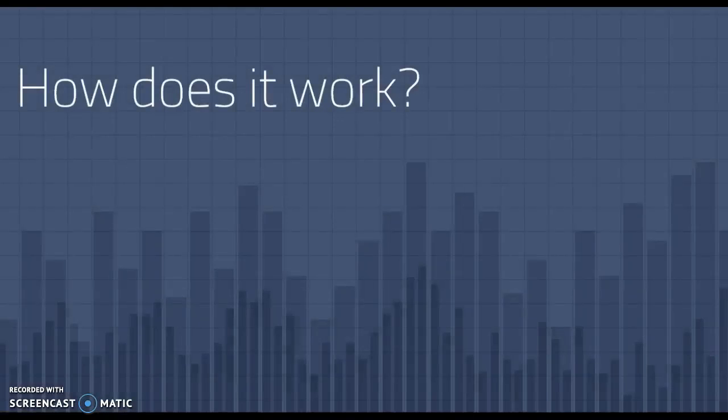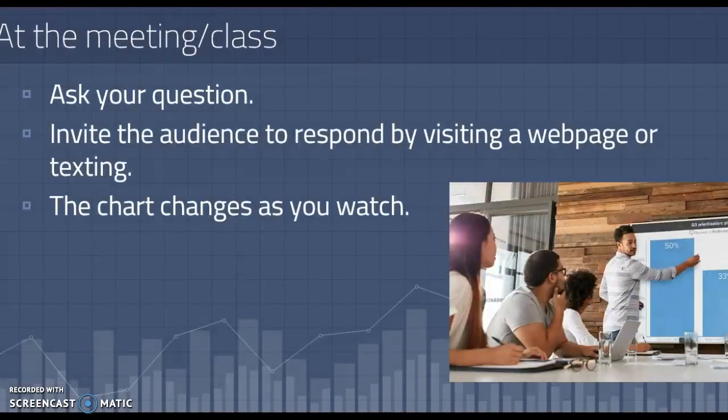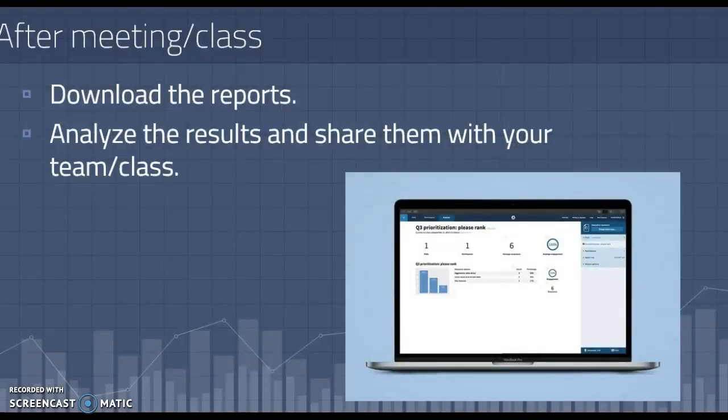So how does Poll Everywhere work? First, before the meeting or the class, you would create the questions that you would like to ask your audience. Then you customize how the chart looks and how your audience can respond. During the class, you would ask your audience the questions, give them the answers, then invite the audience to respond by visiting a web page or by texting. The chart changes as you watch and the responses come in. After the meeting or the class, you download the reports and you can analyze the results and share them with your team or your class.